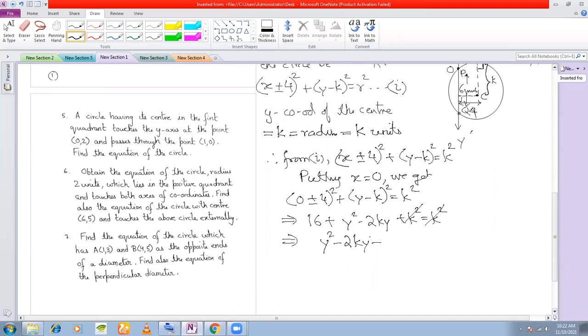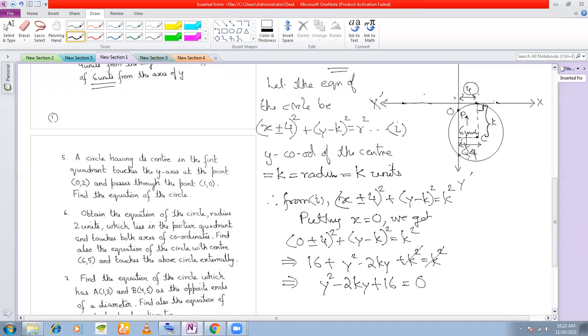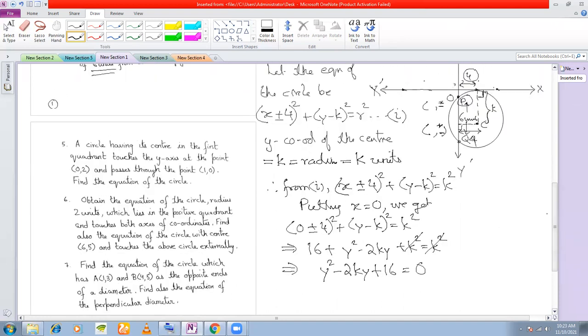Now what will the roots of this quadratic give you? The roots of this quadratic will give you the y coordinates of P and Q. Yes, we must find the y coordinates in order to find the length PQ, because if we subtract the y coordinates we get the length of PQ, right?